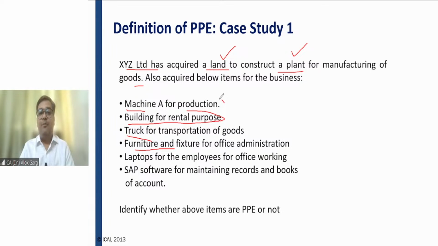Although this is for rental purposes, it is a building. Laptop for the employees for office working, again administrative purposes. SAP software for maintaining records and books of account. Identify whether the above items are PPE or not. Now you need to tell me quickly whether these items are PPE or not.